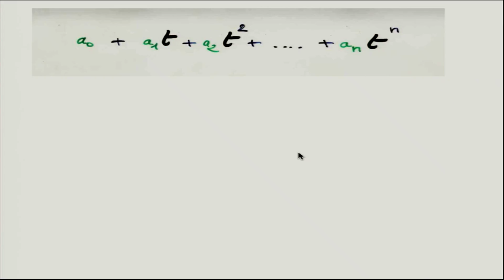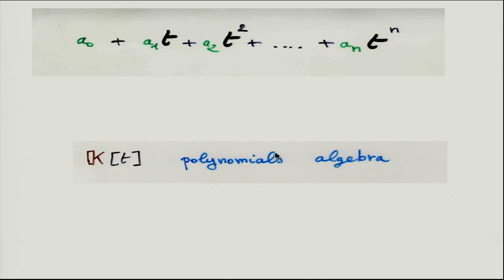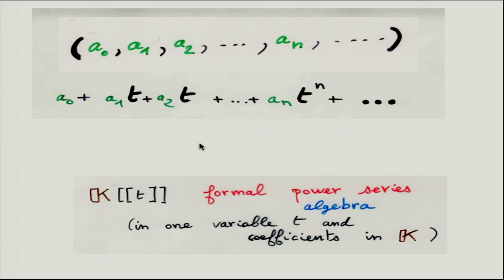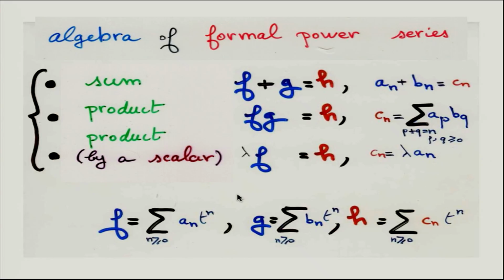So here is a certain power series. This is a polynomial algebra, okay, this is a notation, and the ring of formal power series is denoted like this, in one variable t with coefficient in k. You have an algebra of formal power series, where you can define the sum of two formal power series, the product, and the product by a scalar.